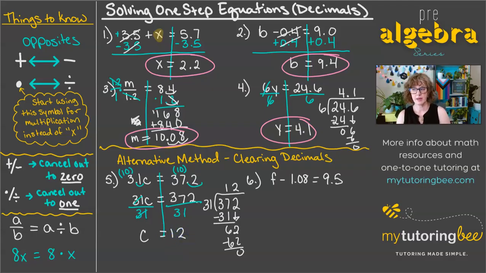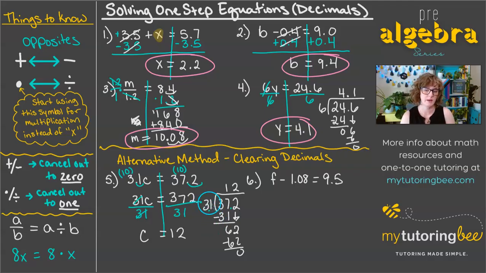And let's think about what we just did by multiplying each of these by 10 to begin with. If we had left them as decimals and just divided by 3.1, this was 3.1 divided into 37.2, what would we have done once we got to this division part?